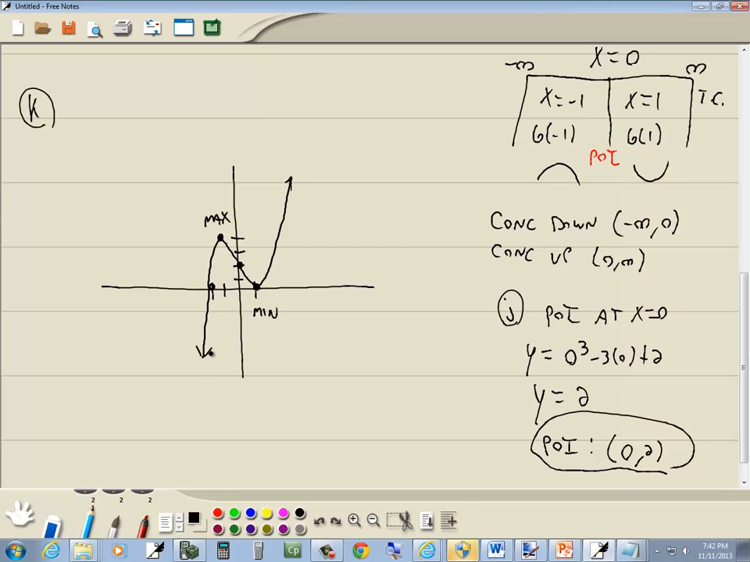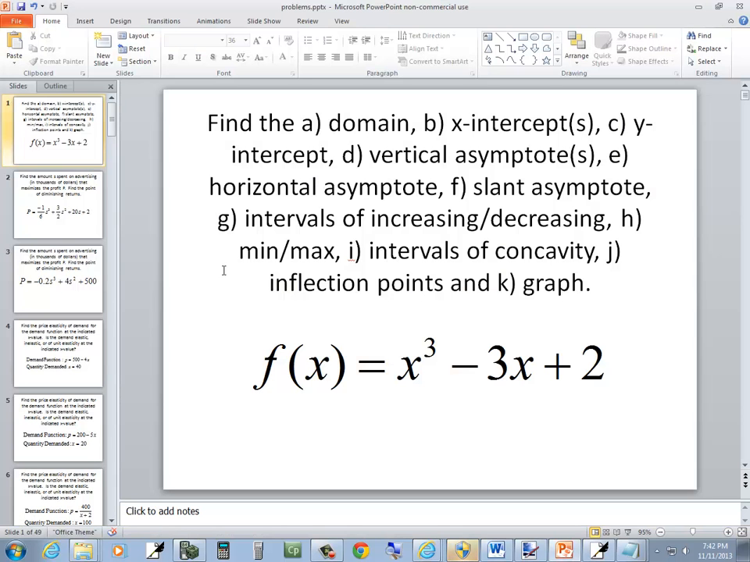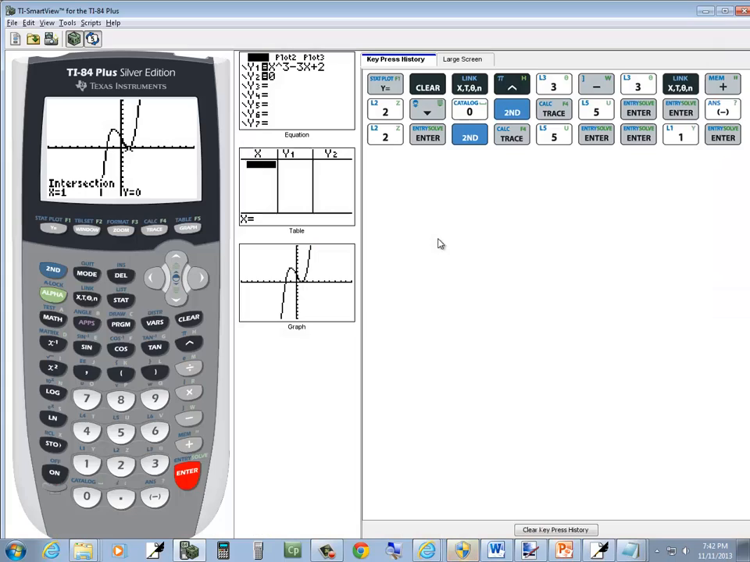And that's our graph. Now, again, you don't have to sketch it for the homework. You can just plug it in your calculator. All the different pieces are kind of the important part of what I'm looking for.